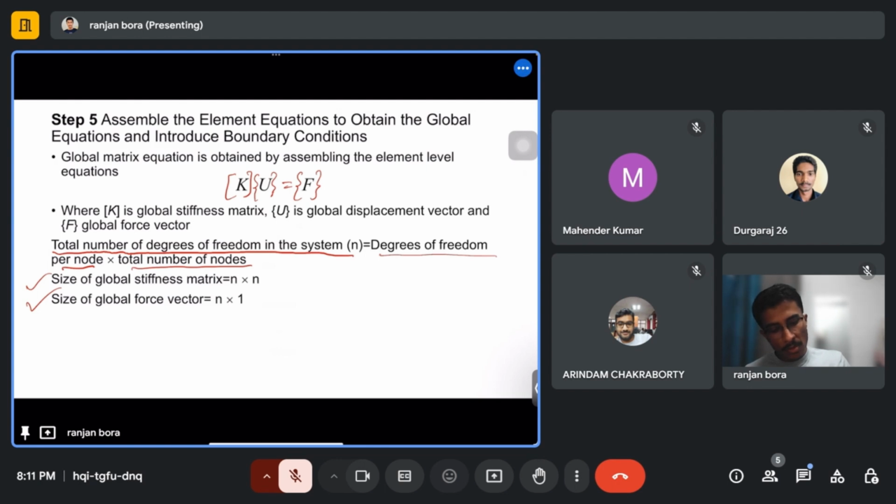So for a spring element we have two nodes, and degrees of freedom per node is 1. This node can displace only in the horizontal direction, and the second node also can displace only in the horizontal direction. So for a spring element, degrees of freedom per node into total number of nodes is 2. So what will be the size of the global stiffness matrix? N by n. For a spring element it will be 2 by 2, and the size of the global force vector n by 1 will be 2 by 1.